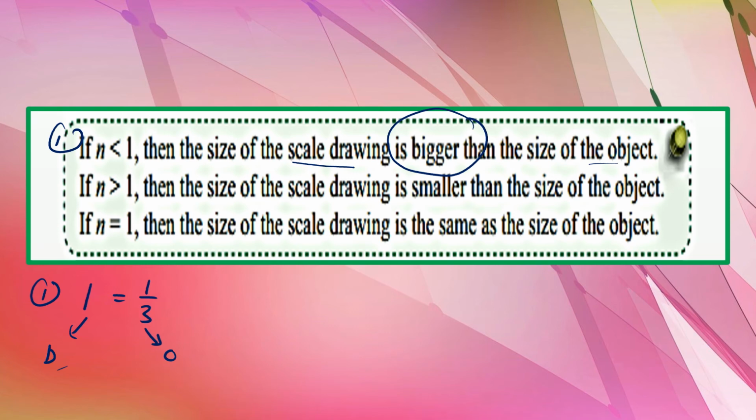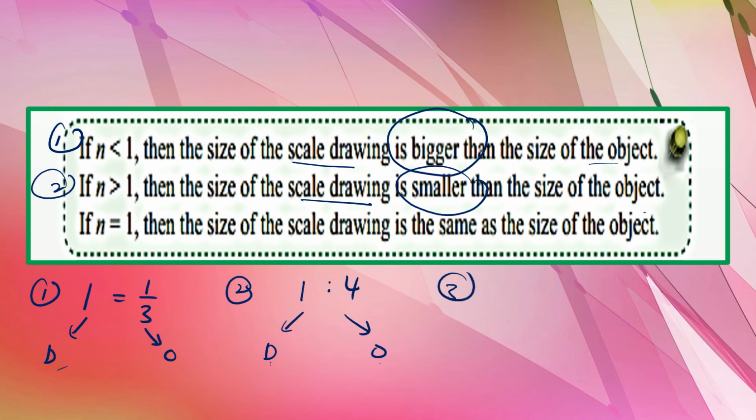For number 2, let's say n is bigger than 1. For example, the ratio is 1 is to 4. Remember, 1 stands for the drawing and 4 represents the object. So for this example, the size of the scale drawing is smaller than the size of the object. See, the drawing is smaller than the object because it's less than 4, right?